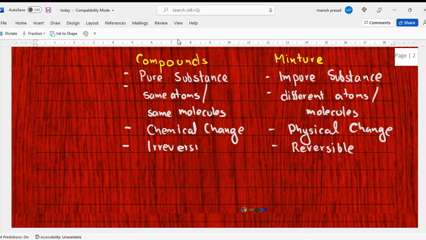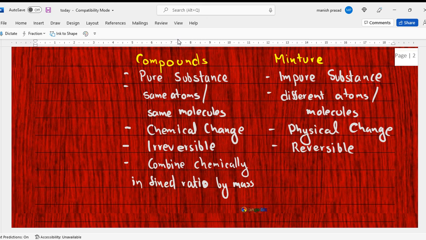Okay, next question is, which one combines in simple whole number ratios chemically? Compounds. Yeah, the atoms or the elements combine chemically in a fixed ratio by mass. Okay, fixed ratio by mass.